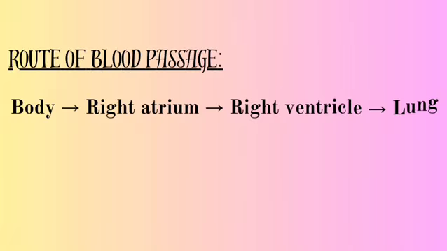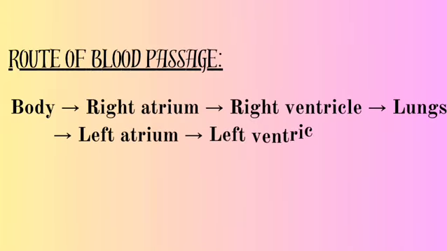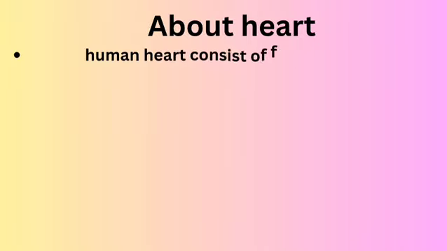Route of blood passage: from the body, right atrium to right ventricle to lungs. Lungs to left atrium to left ventricle to body. Some important things we have to remember.